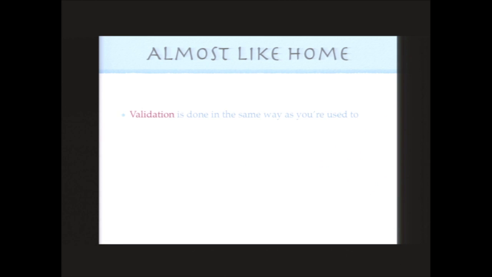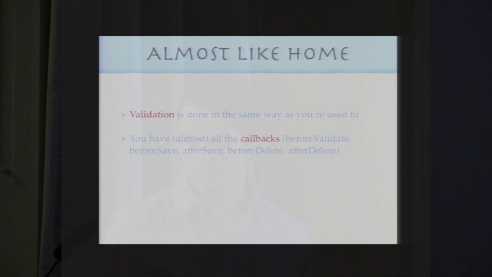So you will feel almost like home. Validation is just the same. You have almost all the callbacks you have in 1.3, like before validate, before save, after save, before delete, after delete. What's missing? Before find and after find. I purposely left them out because finders already have their own way to filter before and after. If you like my plugin and you start sending me pull requests, I might reconsider if you have a good use case for it, but for the moment they're out.